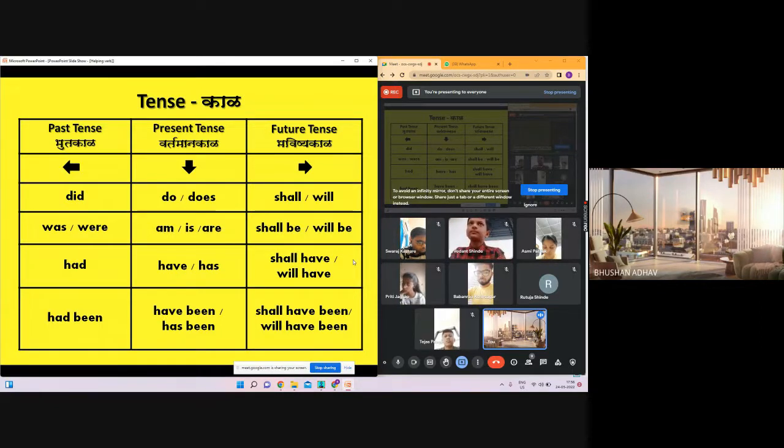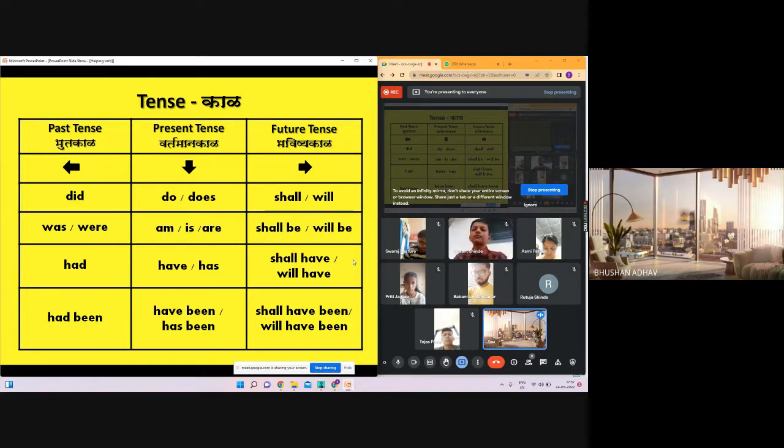So if you found did, was, were, had, and had been somewhere, then definitely it is past. Remember well: did, was, were, had, and had been.